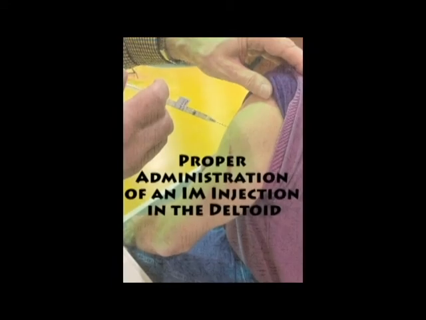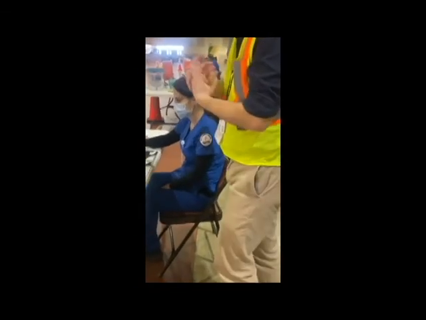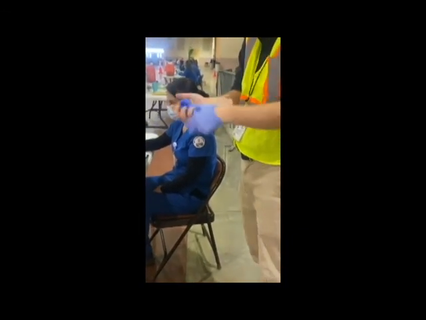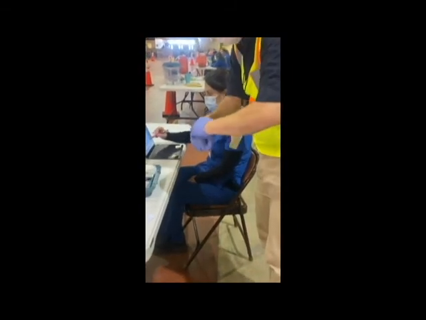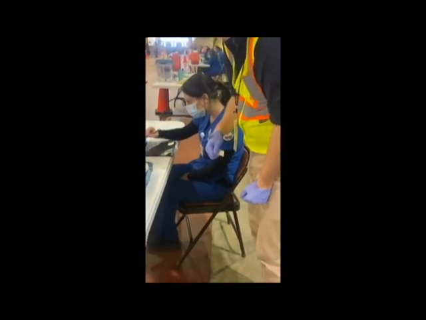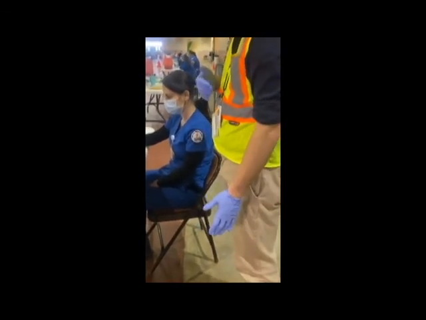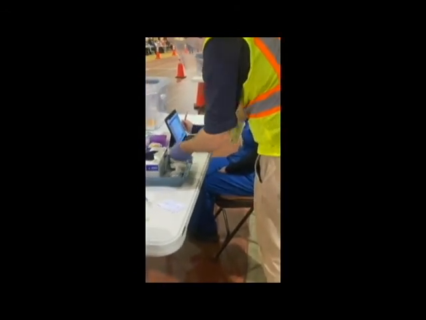Welcome. Today we're going to learn the steps of giving an IM injection in the deltoid. First, perform hand hygiene with either hand sanitizer or soap and water. Next, you may use gloves, or per the CDC, gloves are optional, but you must perform hand hygiene and remove the gloves after each injection. Make sure that you have the right patient and the right medication. Prepare a Band-Aid, gauze, and an alcohol swab.